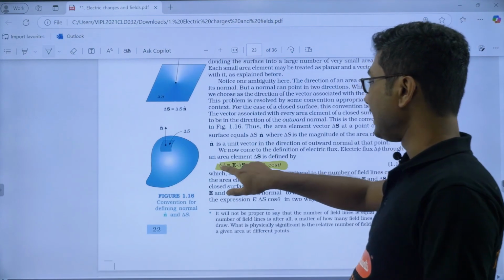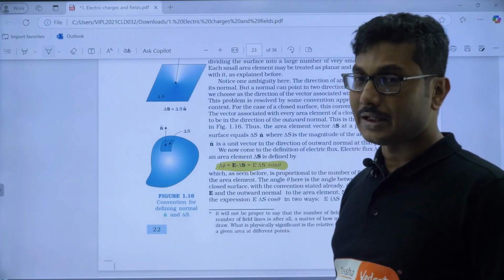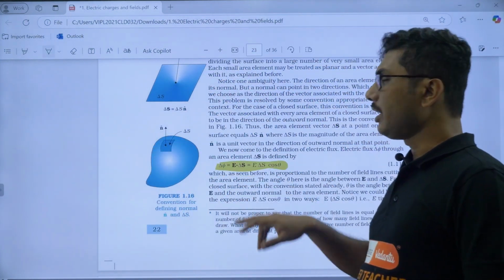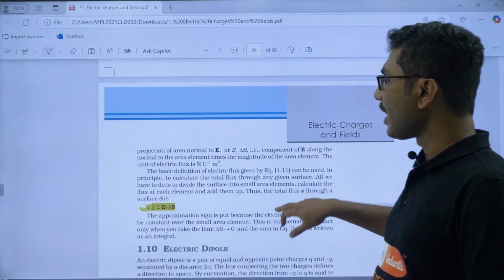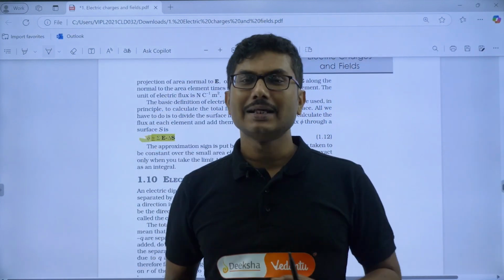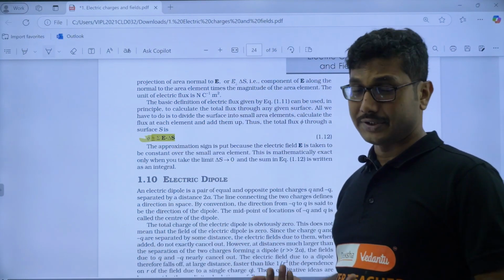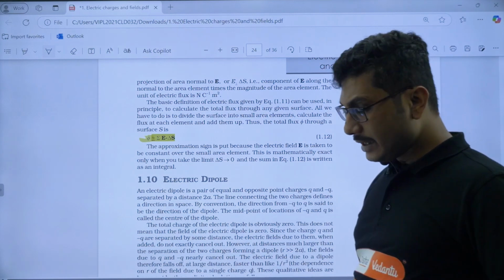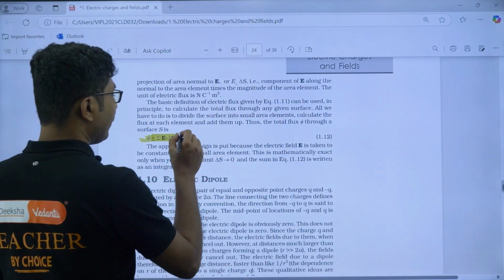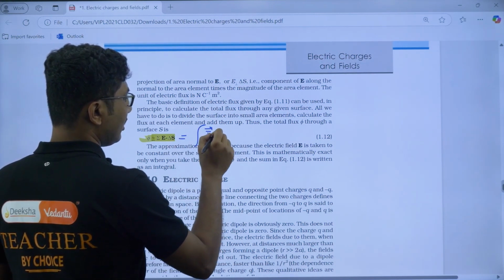So the change in flux is given by E dot delta S, where delta S is a small surface area. Now, what is the total flux? The total flux is obtained by considering all such small areas and adding them. Why do we do that? Because not all surfaces are regular surfaces. If it is a regular surface and we know the surface, then this equation can be converted into an integration, E dot dS.